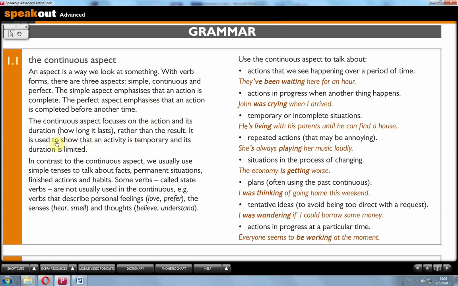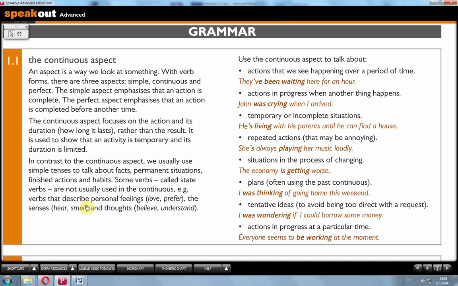And also it is used to show that an activity is temporary and its duration is limited. Another thing that I should mention here is that the continuous aspect also focuses not only on duration but also on repetition, how many times it is repeated. And in contrast to the continuous aspect, we usually use simple tenses to talk about facts or permanent situations, also finished actions and habits. And keep in mind that there are a number of verbs called state verbs or stative verbs, which are not usually used in the continuous.